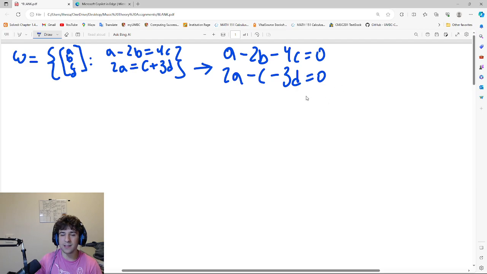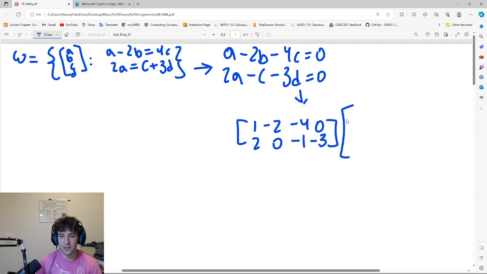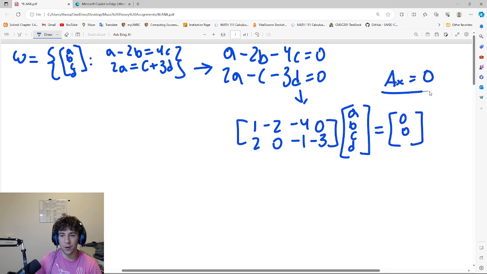We can rewrite this as a matrix like this. 1, negative 2, negative 4, 0. 2, 0, negative 1, negative 3 times the set a, b, c, d, and set that equal to 0. This is commonly known as the Ax equals 0 form, and we're going to want to know to put this into the Ax equals 0 form after we find out when it's equal to 0.